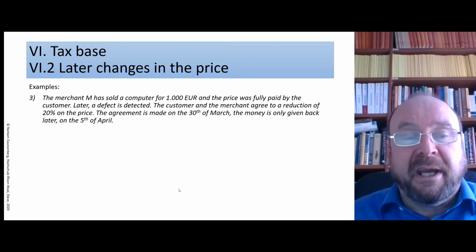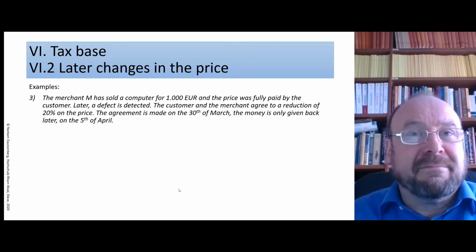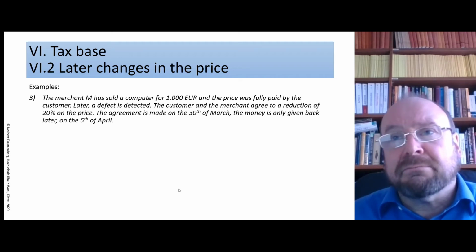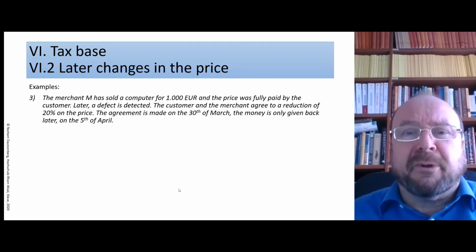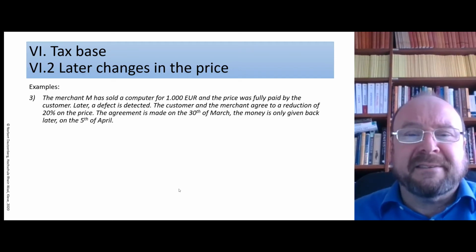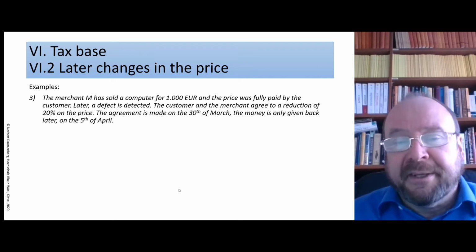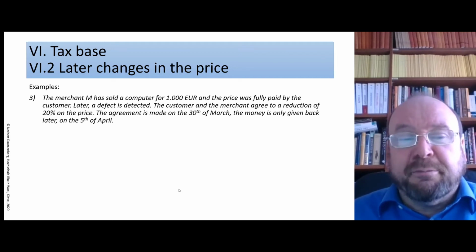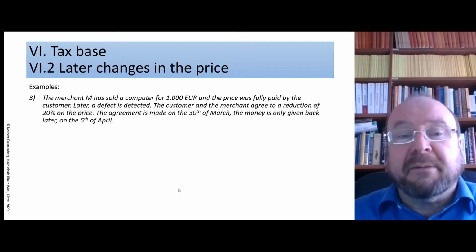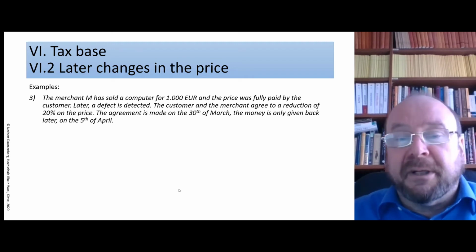The price was fully paid by the customer. Later a defect is detected, but it doesn't impact the usability. It does not really spoil everything, so the computer still has a value. Customer and merchant agree to a reduction of 20% of the price. So the agreement is made on the 30th of March, but the money is only given back on the 5th of April. For example, you do that agreement over the telephone. You say, next time when you come in, I remember that, I make a note, then you get the money.